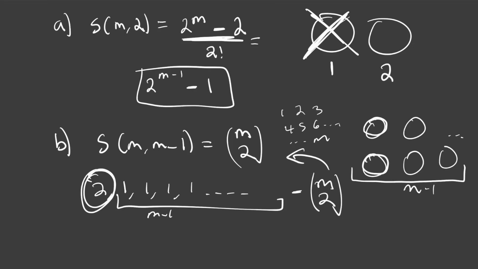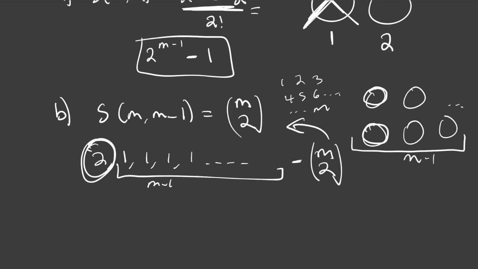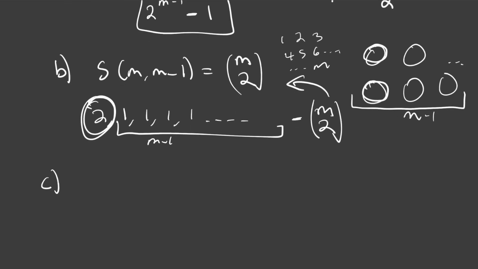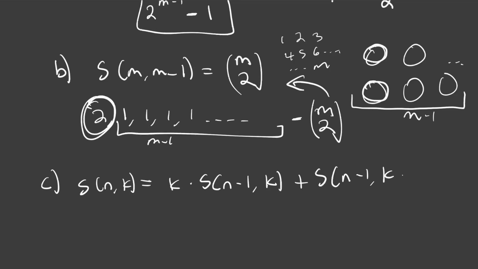Okay, now all that's left is the hardest one. That's going to be part C, which is showing the recurrence that S(n, k) is equal to k times the Stirling number S(n minus 1, k) plus the Stirling number S(n minus 1, k minus 1).